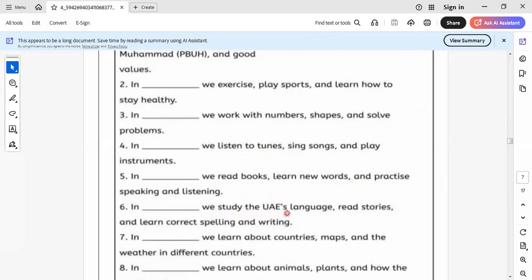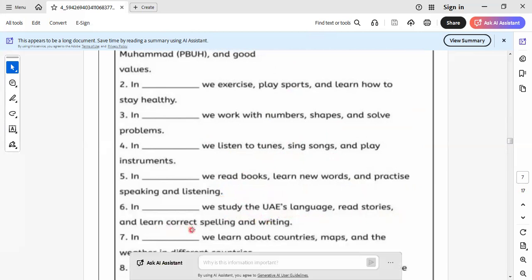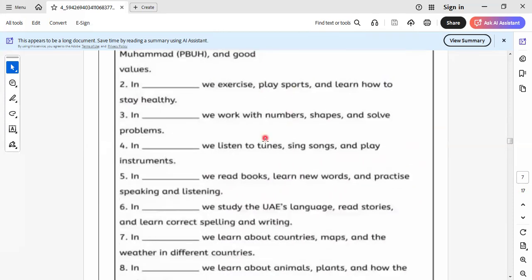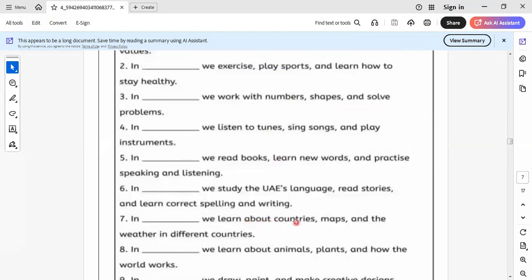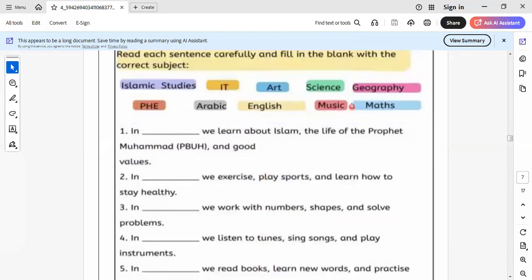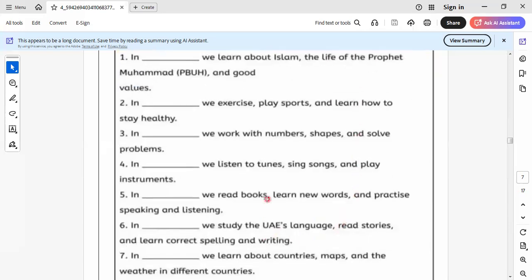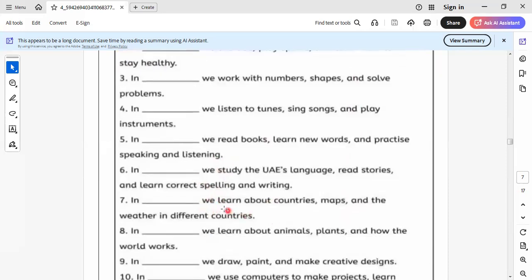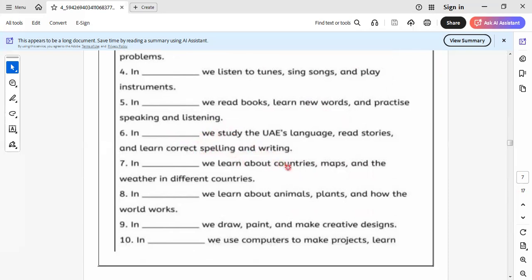We stay in the United Arab Emirates, read stories, and learn correct spelling and writing. In what? It will be about Arabic. So here I talk about Arabic, spelling and writing. We will learn countries, maps, and weather, and different weather. It will be geography. I can write history here, but when we see spelling and writing, I talk about Arabic. Here we talk about geography.